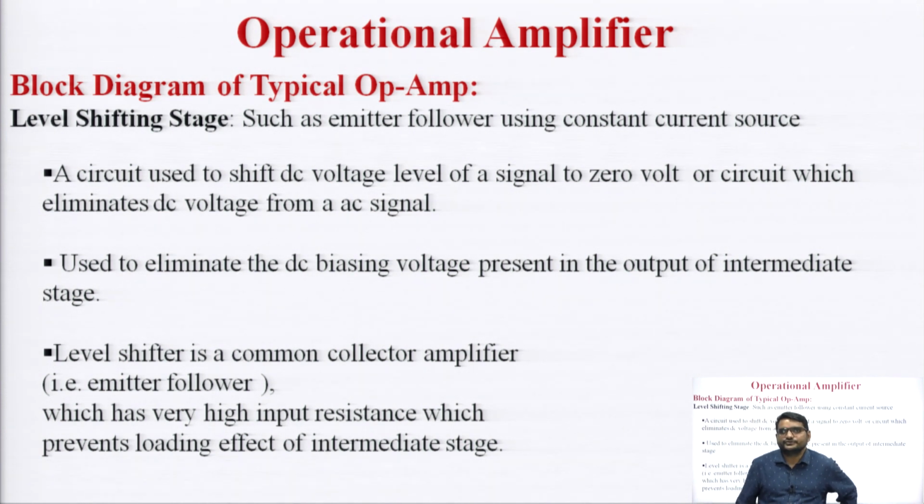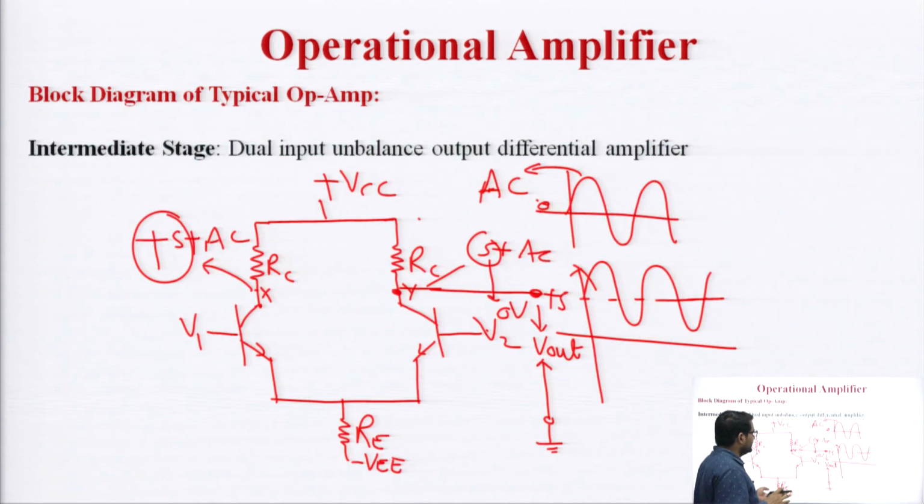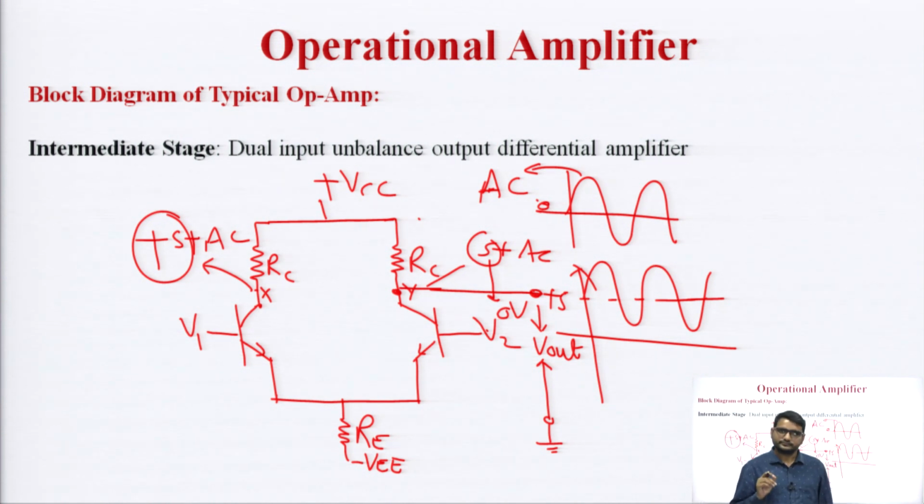It is a circuit used to shift the DC voltage level of a signal to 0 volts, a circuit which eliminates the DC voltage from an AC signal, and is used to eliminate the DC biasing voltage present in the output of the intermediate stage. It means that in the previous case, the intermediate stage output contained the AC and DC parts, and the level shifting stage will reduce this DC voltage to 0.